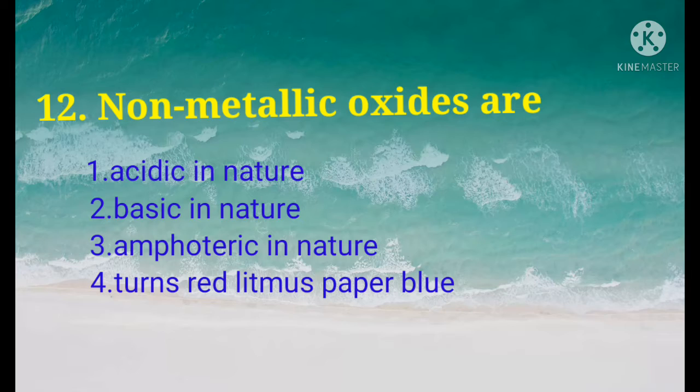Non-metallic oxides are: acidic in nature, basic in nature, amphoteric in nature, or turn red litmus paper blue. Usually, non-metallic oxides are acidic in nature because when they react with water, it leads to the formation of an acidic solution. For example, sulfur dioxide reacting with water leads to the formation of sulfurous acid solution. Being an acid, sulfurous acid turns blue litmus red. This color change proves that non-metallic oxides are acidic in nature. So the answer is non-metallic oxides are acidic in nature.